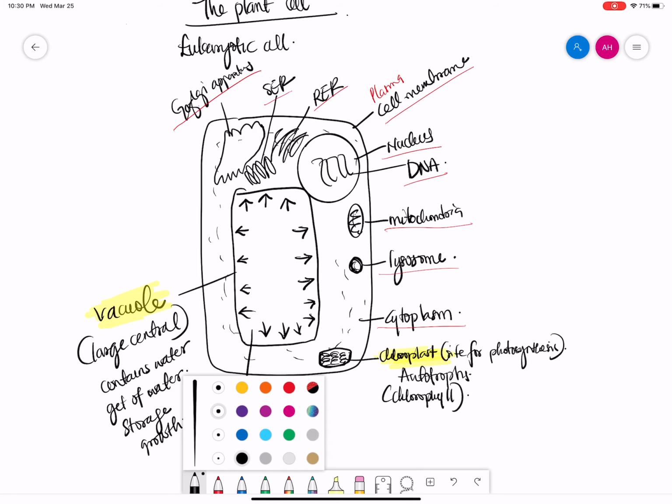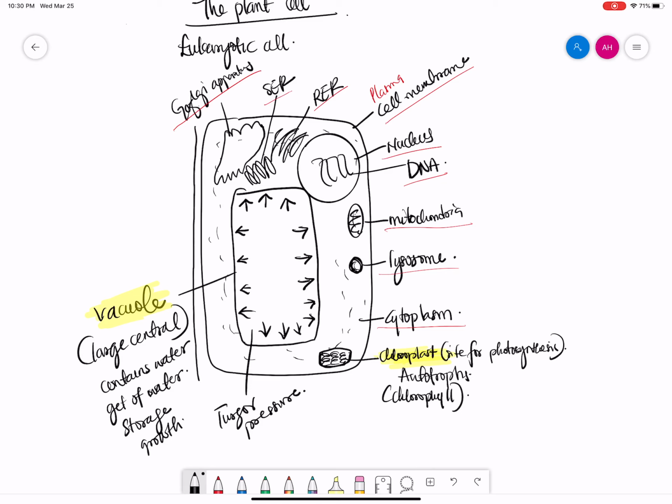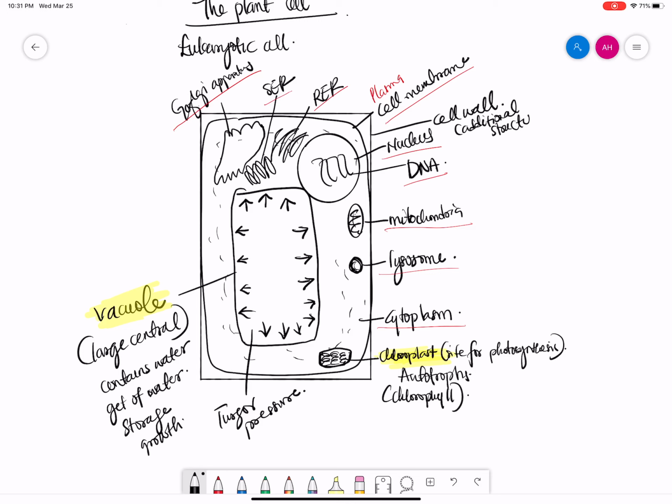All right, before I leave this plant cell, there's one more feature that I haven't mentioned, and that is the cell wall. The cell wall provides additional structure to the plant cell and also helps prevent desiccation of the plant. Because of the cell wall, there are holes in the cell wall, connections called plasmodesmata.